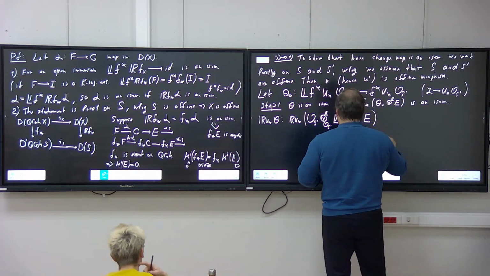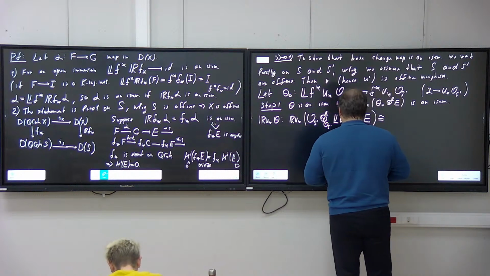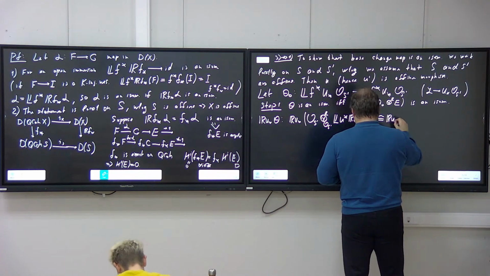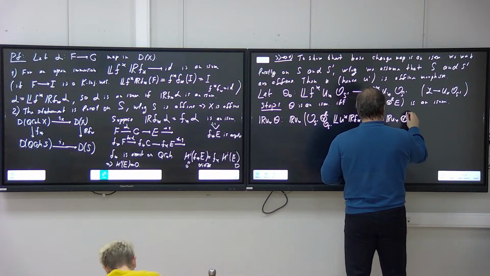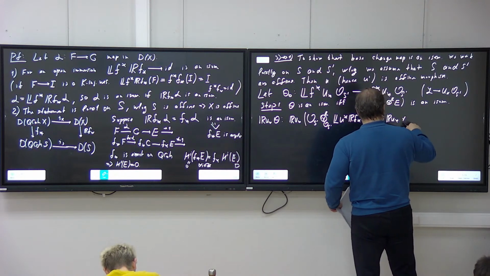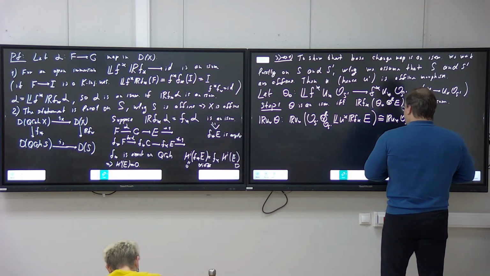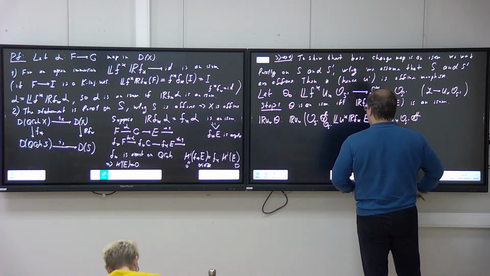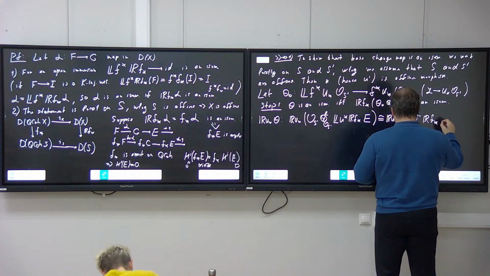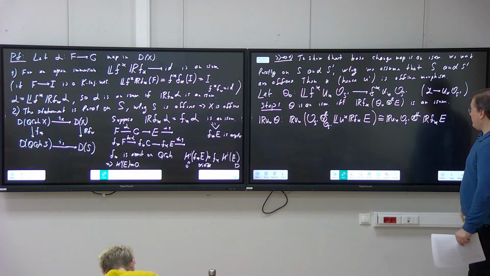Let me rewrite this using the projection formula. This will be R U lower star, derived tensor product applied to the O S prime, then the tensor product with R F lower star E. So this is what we get from the projection formula.